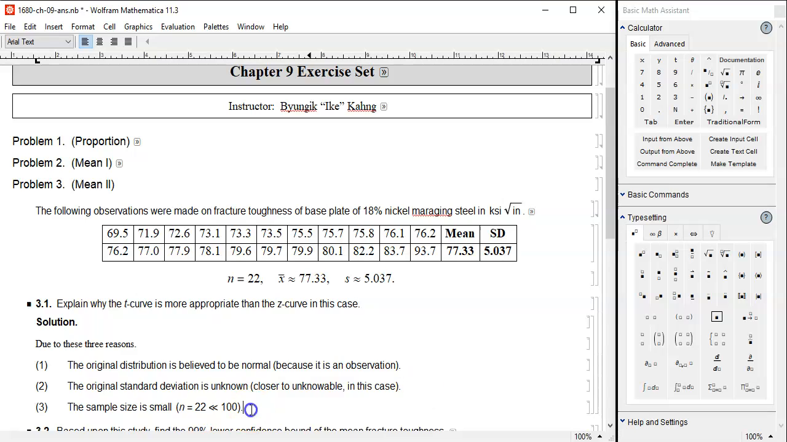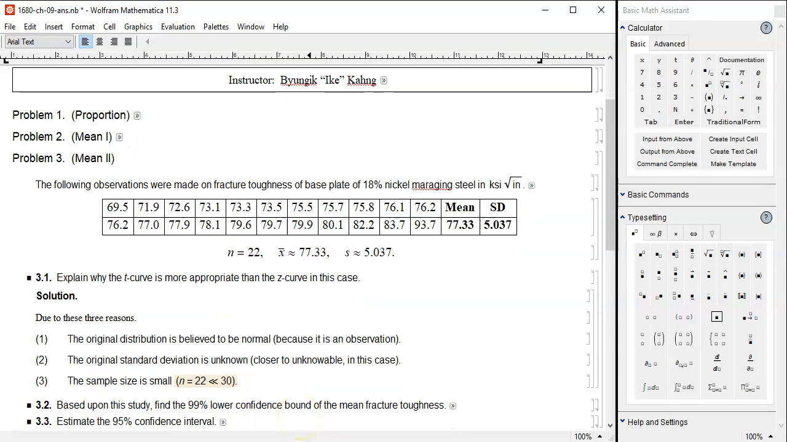How about criterion number 3? This one everybody remembers. The sample size is small. 22 is way less than our threshold of 100. Even if you use kind of cheating and use threshold of 30, it still works out. But I don't like using 30. 100 is usually the best. Okay, in any case, we can check out all these 3 criteria.